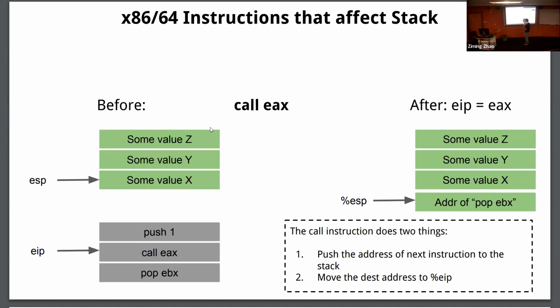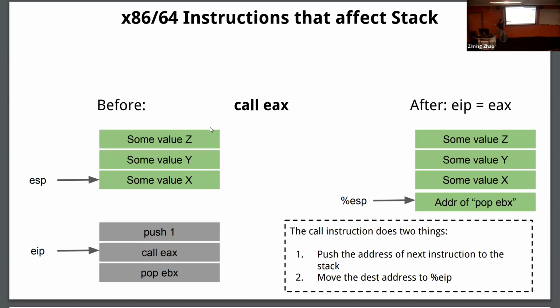So here we have the code, right? And for code, this is a lower address, this is a higher address. So this is the sequence we're executing: this one, this one, this one. This is the code. This is the stack. This is high, this is low. Before we execute this instruction, the stack and code look like this. ESP points to X. EIP points to the instruction call EAX, which means we are about to execute this instruction. Before that, we already executed push 1 here.